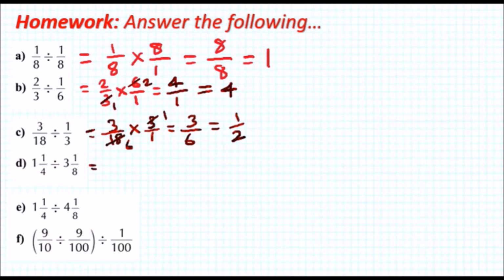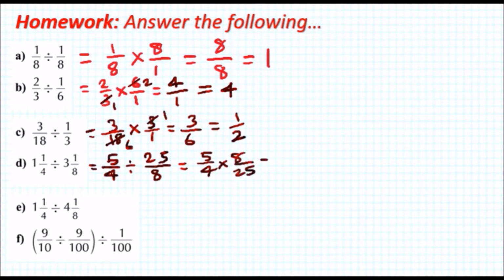Part D. So 1 and 1/4. The shortcut method is when you have a whole number next to it, you just multiply the whole number by 4 and then add it to the top line. So 1 and 1/4 will be 5 over 4. And then divide by, and the second fraction, you do the same thing. So 3 times 8 is 24. Added to 1 is 25 over 8. And now the rules of division apply. So we flip the second fraction, change to a times sign. So we've got 5 over 4 times 8 over 25.